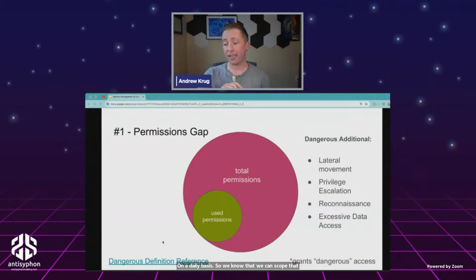So what I've done is I've linked in here as well a dangerous definition reference. And I think that defining what is dangerous inside of cloud IAM is also something that we don't see very often. But unsurprisingly, the things that are dangerous in cloud are the things that are also dangerous in on-prem environments and data centers, which is that a specific assigned permission allows a threat actor to move laterally, allows them to escalate privilege in some way, perform additional reconnaissance that would allow them to do either of those other two things, or have some kind of excessive data access.